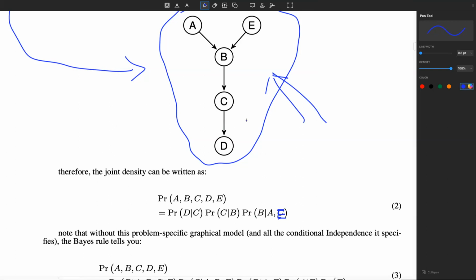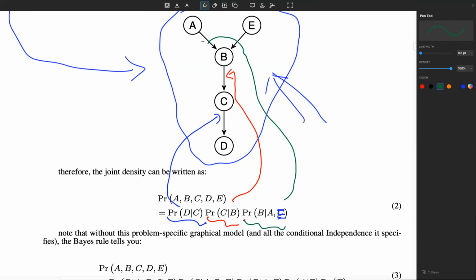Probability of B conditioning on A, and then times probability of C conditioning on B, because knowing B is enough. You don't need to know A and E. And then you will have this branch. So this one corresponds to this branch here, and this one corresponds to these edges here, and this one corresponds to these two, okay? Is that clear? I'm sure everyone knows how to do that in your project. By the way, your project is all about that.